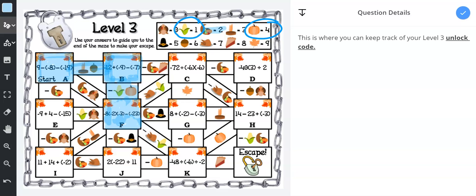So the 2 is the cornucopia, the 5 is the pilgrim hat. So I'm looking for a negative cornucopia and pilgrim hat. So I'm going to move this direction. That represents negative 25. So the next problem I'm going to work on is J.